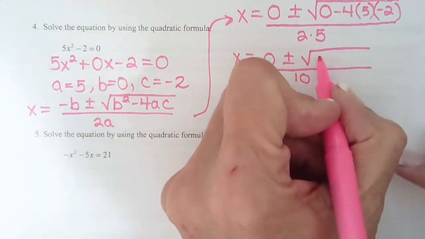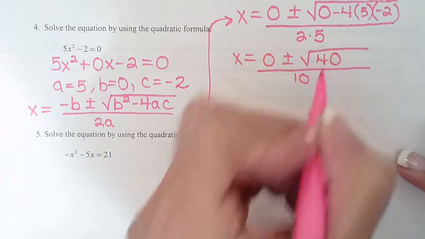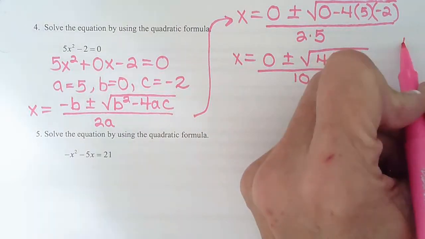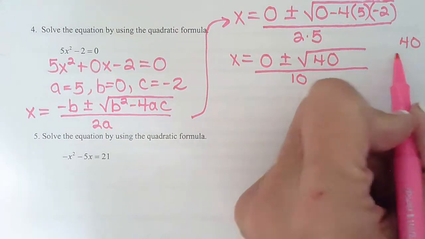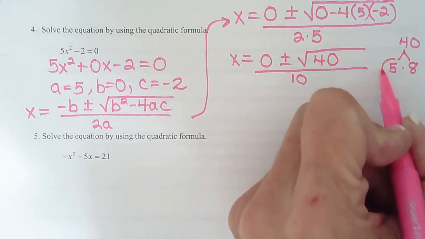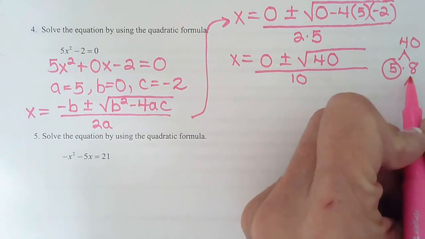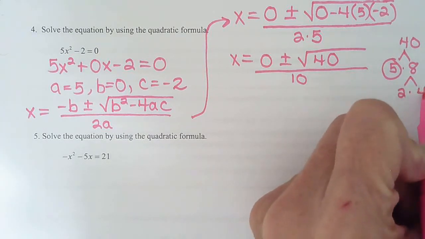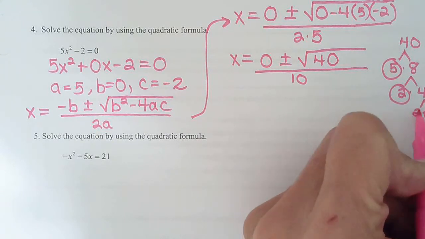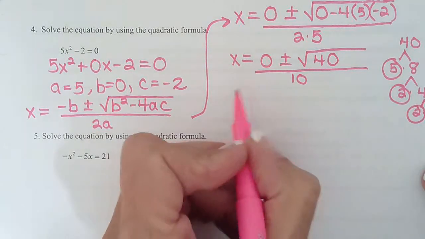So hopefully you recognize that 40 is not simplified. It is 8 and 5, and 8 is 3 2s. So it's 3 2s and a 5. I'll do it out here just so you can see what I just did in my head. So 5 and 8, 5's prime, 2 and 4, 2's prime, and 2 2s. So it's 3 2s and a 5.